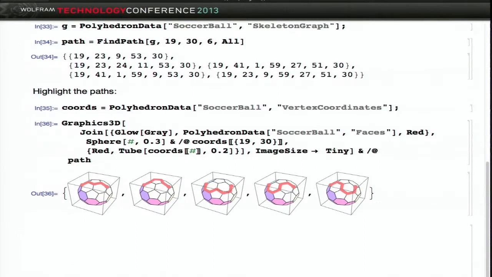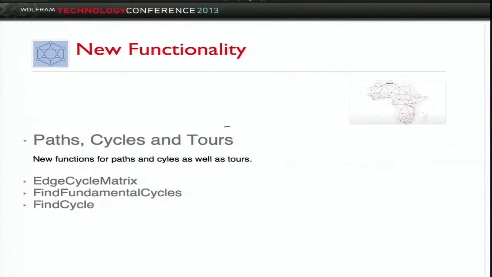So essentially, you build a graph from a polyhedron, from a soccer ball, and then you can pick 2 points and then find all possible paths and just visualize it. So, kind of nice and funny things to do. So that's Path. Now in Cycle, actually, what we did is that we introduced a suite of functionality.